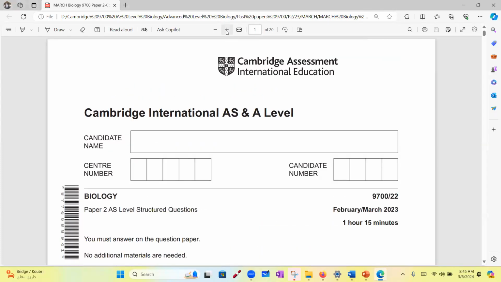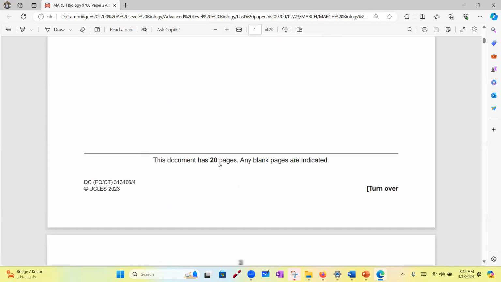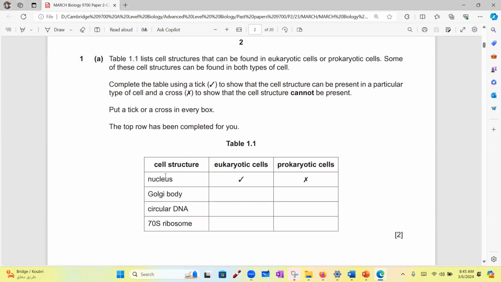Okay, this was a tricky exam. The June one was nicer. So let's go to the first question. That was an easy question. We will not read, but you will. Here, the Golgi body, where is it found?